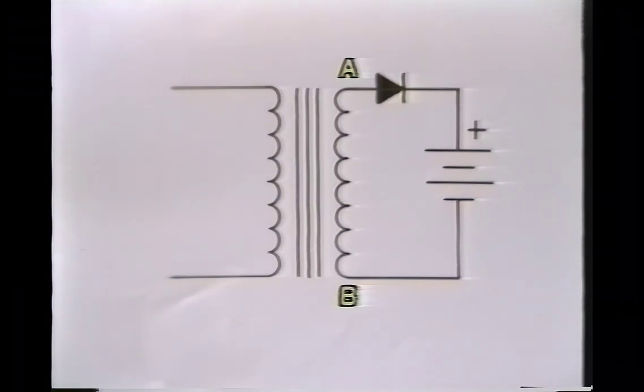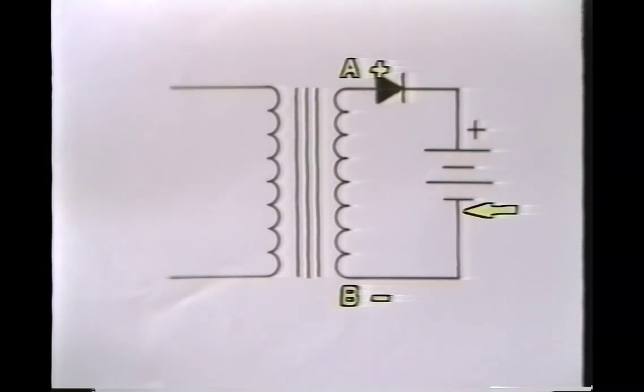Let's trace the flow of current when point A is positive and point B is negative. The current flows from the positive terminal of the transformer to the anode of the diode. Since the arrow of the diode symbol is pointing the same direction that the current is flowing, the current passes right through the diode to the positive terminal of the battery. The return path for the current is through the negative terminal of the battery and back to point B, now the negative side of the transformer secondary.